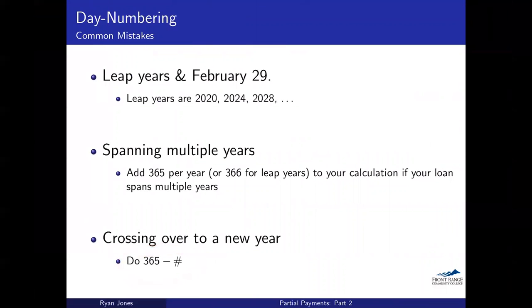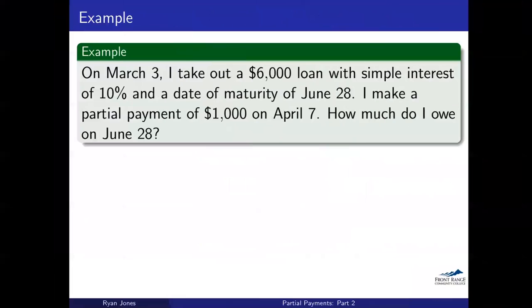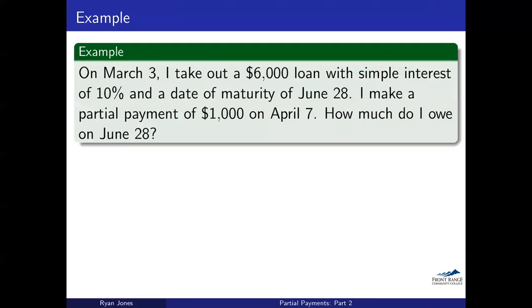So there is a good list of common mistakes, the things to look out for: the leap years, spanning multiple years or crossing over to a new year. So be careful of those things. Let's go back to this example. Let's actually work it out just to get practice with more of these partial payment questions. You'll notice here that there's really not much of a difference in how we do these problems when I give you calendar dates as opposed to just, hey, it's 130 days or something like that. We just have this added step of using our cheat sheet to calculate the number of days in between. So let's go ahead and start things off.